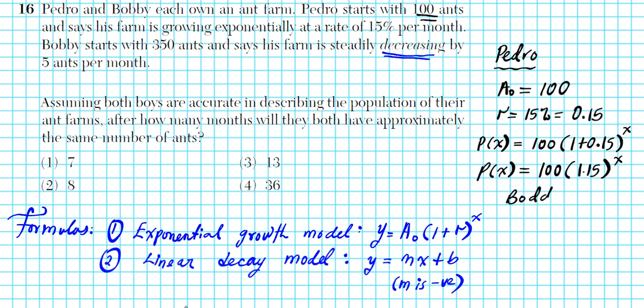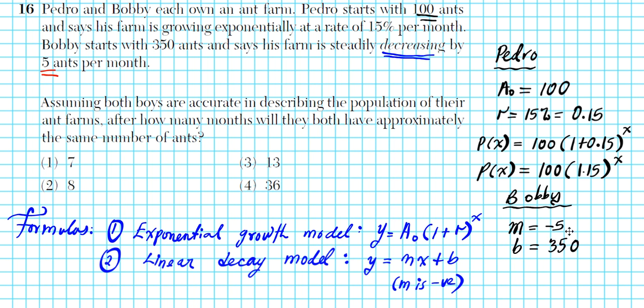In Bobby's case, we have a decrease in the number of ants. So for Bobby, we just need the slope m and b, the initial amount. The slope is decreasing at 5 ants per month, so it's going to be -5. And the initial amount, he started with 350 ants.